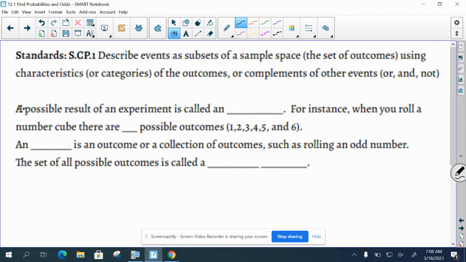The notes say a possible result of an experiment is called an outcome. For instance, when you roll a number cube, there are 6 possible outcomes. You could get 1, 2, 3, 4, 5, and 6. An event is an outcome or a collection of outcomes, such as rolling an odd number. So if I roll a die and ask for the probability of rolling an odd number, that would be a specific event in the outcome. The set of all possible outcomes is called a sample space.